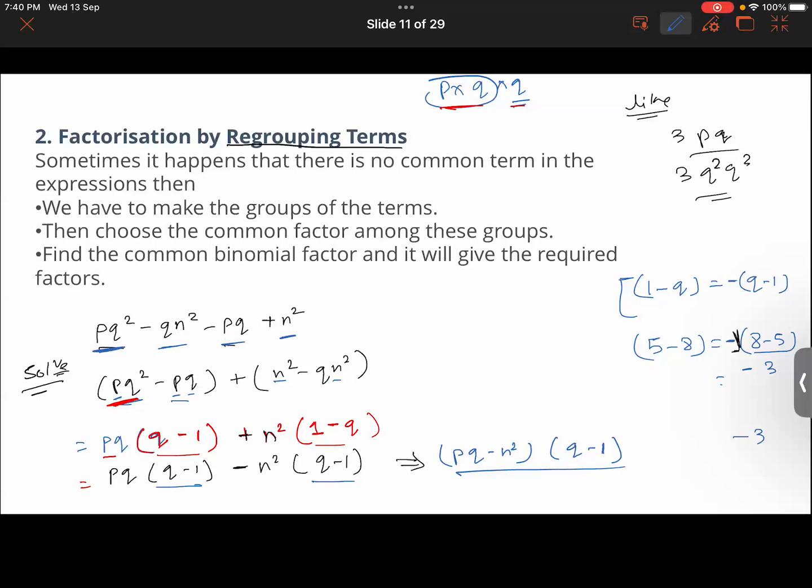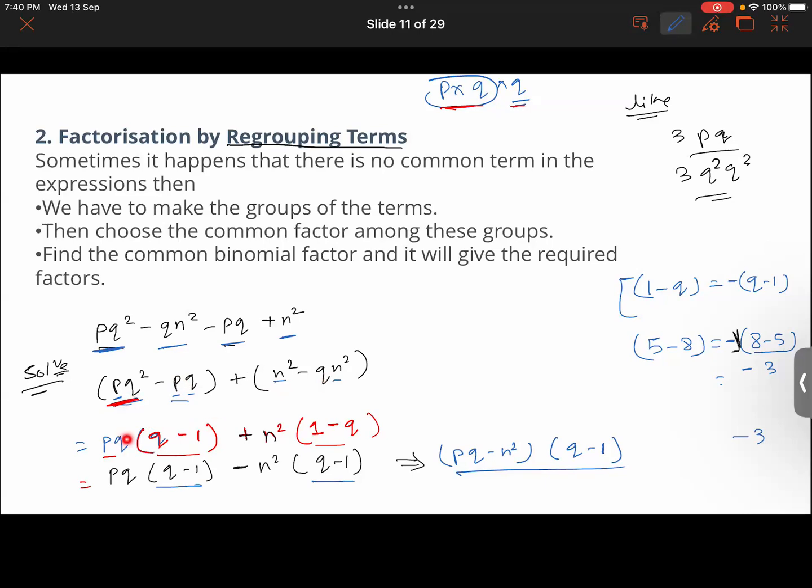Got it? Okay, qn square and n square can also be grouped together here because they have got n square common in them. So you will be making groups of the terms. So pq square and pq, we have taken them as common here. We have taken them under one bracket. All right. Whatever was left, you took in the next bracket, n square and qn square. Got it now?